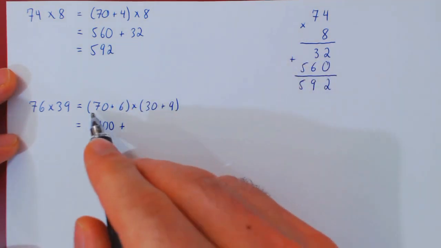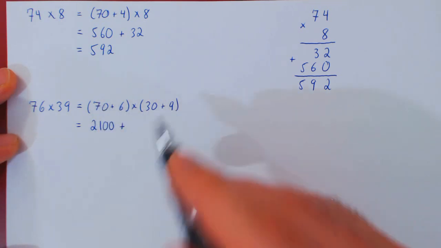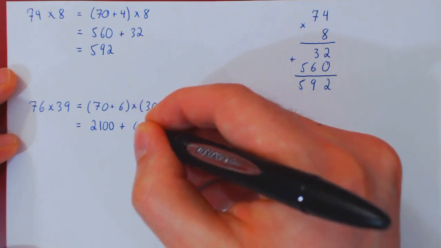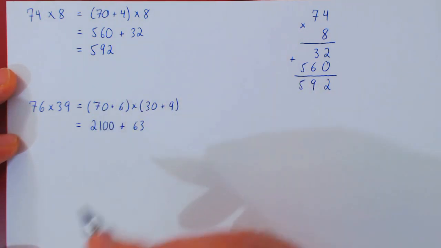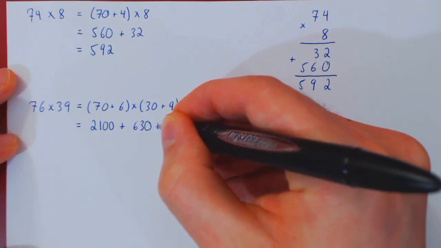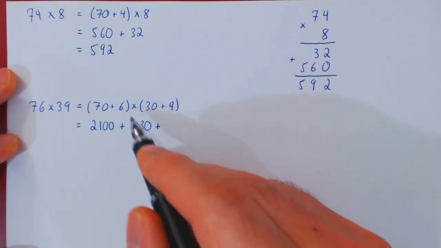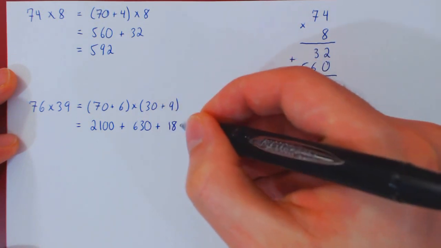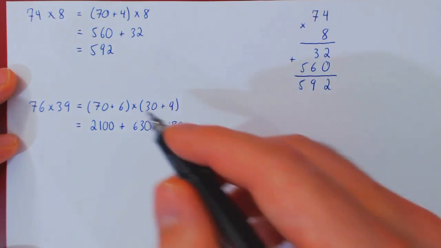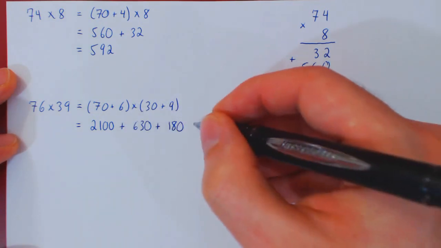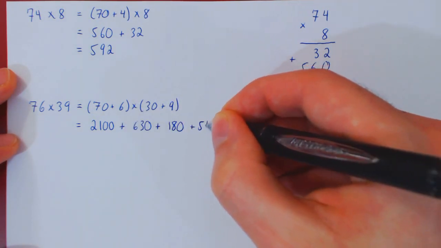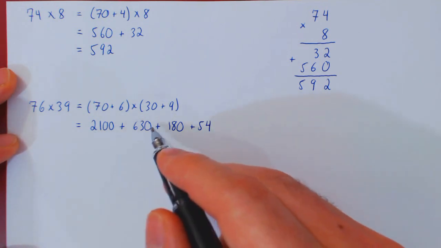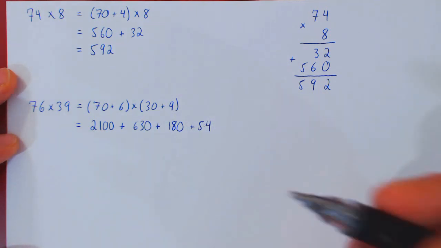Plus 70 times 9, well, 7 times 9 is 63. But once again, times 10, 630, plus 6 times 30, well, 6 times 3 is 18, times 10, 180, and finally plus 6 times 9, 54. So now we have the four individual integers. Let's add them up.